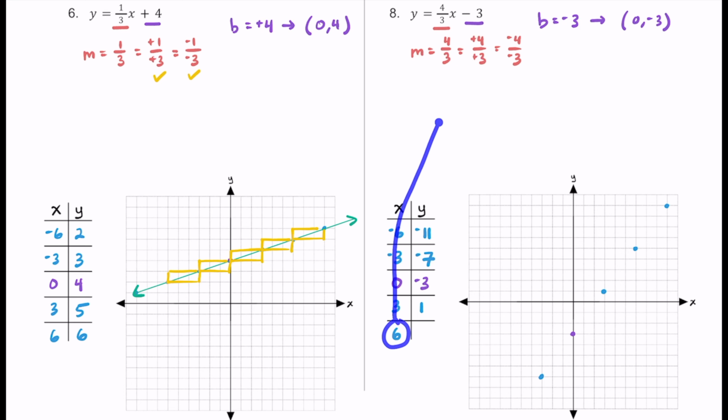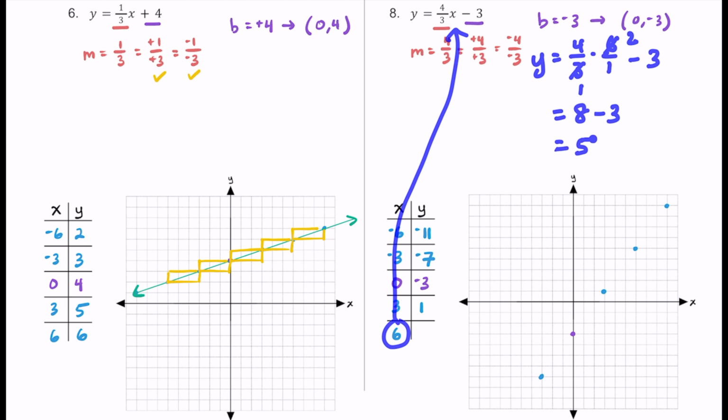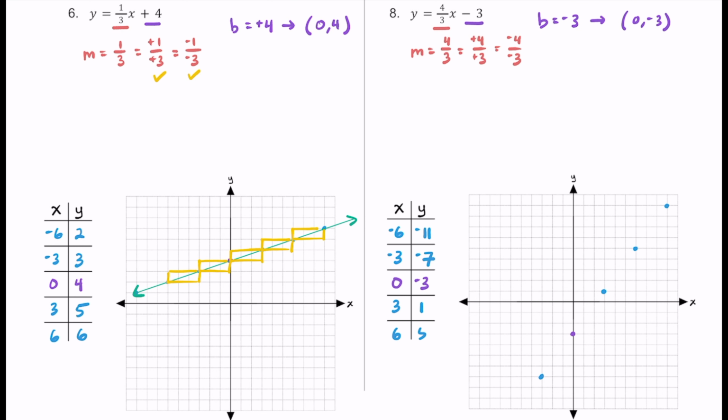Finally, when x is 6, plug that in here. We have y is equal to 4 over 3 times 6 over 1, take away 3. This is 1, that is 2. 4 times 2 is 8. 8 take away 3 is equal to 5. So when x is 6, y is equal to 5, and that's this point over here on the graph in quadrant 1. And so we can go ahead and fill our table in. So we have a bunch of these values that do check out with our dots we already put by just looking at the slope and the y-intercept.